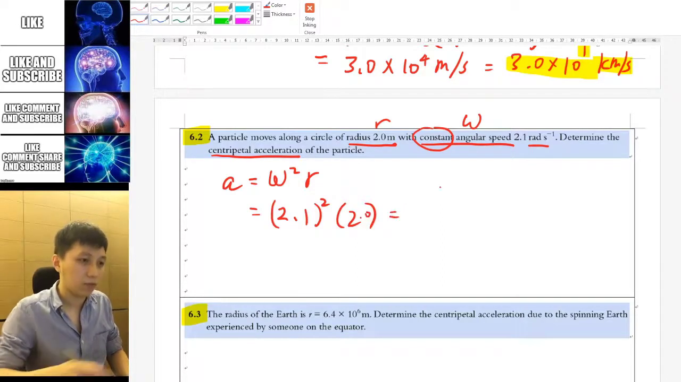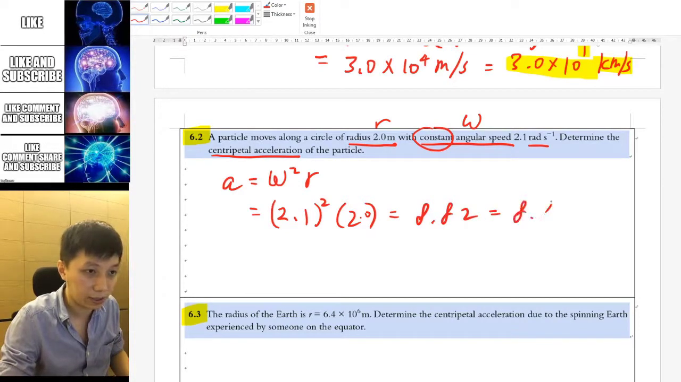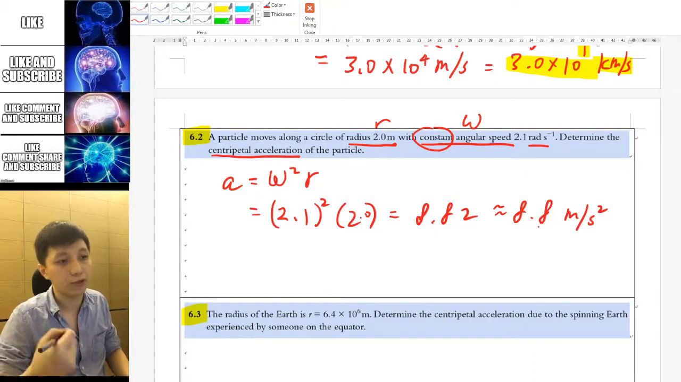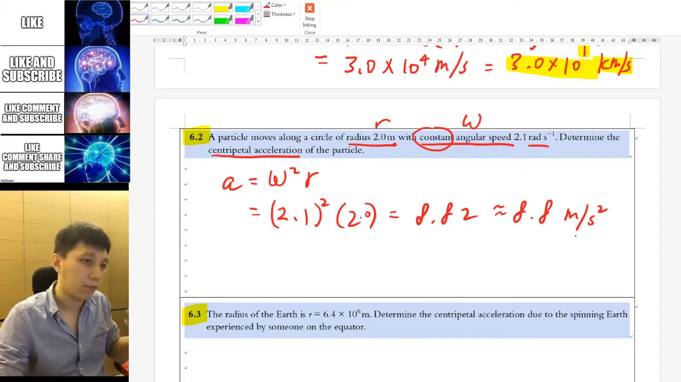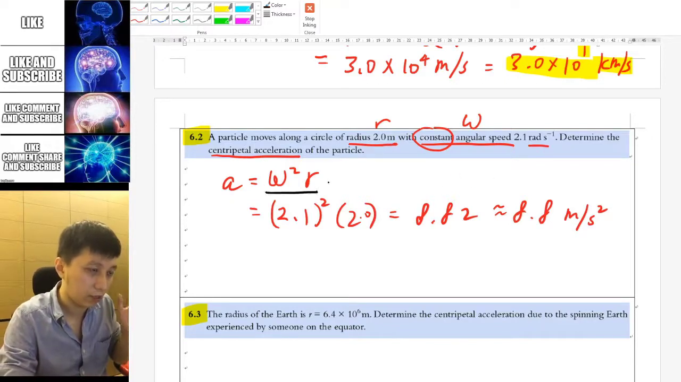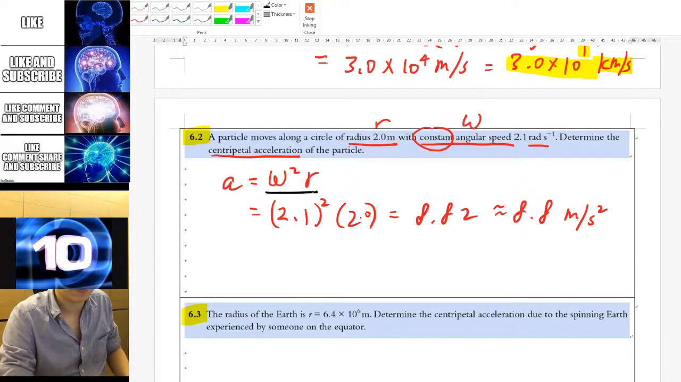And so just use your calculator. The answer would simply be 8.82, but because of the sig figs, I'll take it as 8.8 only, and the answer should be in meter per second squared. So if you want to, you can use that as well. Of course, you may say, hey, if I try to deduce from this equation, then what will you get? I'll give you 10 seconds to think about it.